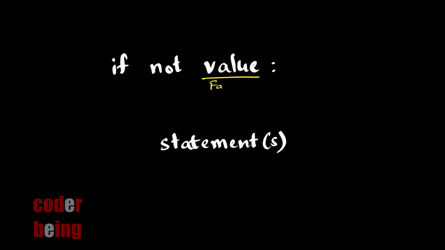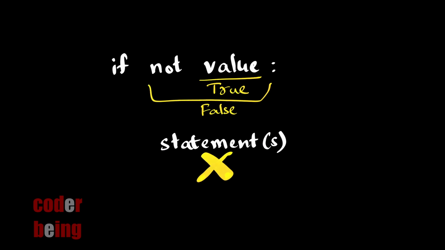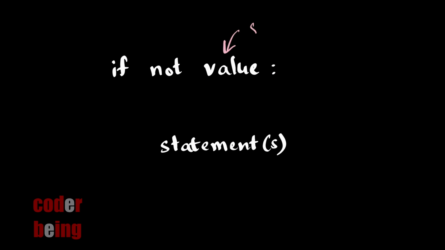Suppose if the value is of type Boolean, and the value is false, then the condition becomes true, and the statements inside the if block execute. If in case the value is true, then the condition becomes false, and the statements inside the if block do not execute.